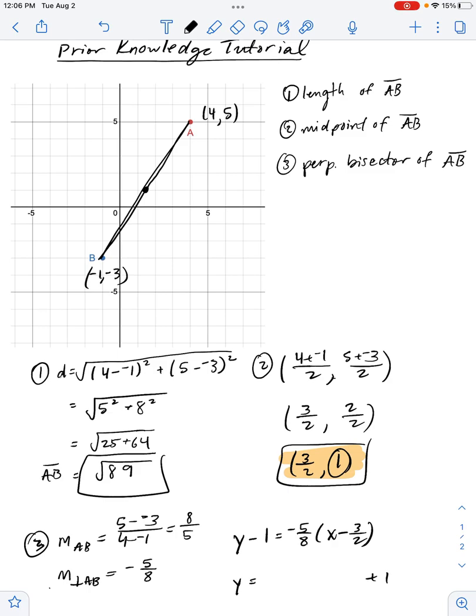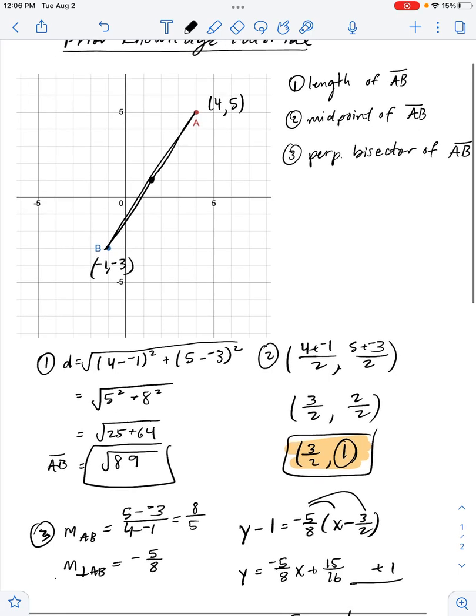I'll go ahead and write that over there, and distributing the -5/8, I get -5/8 x plus 15 over 16, and then I have my plus 1. So y equals -5/8 x plus, rewriting this as 16 over 16, I get 31 over 16. There's my x. And there's my equation.